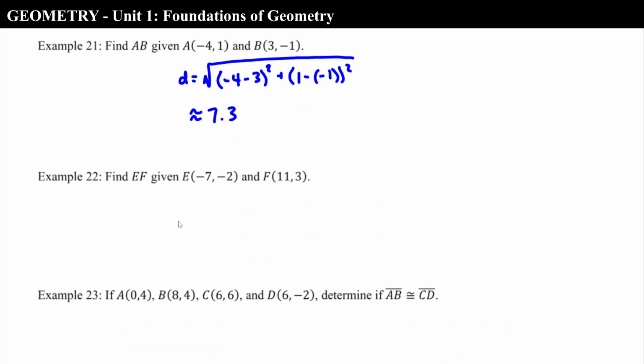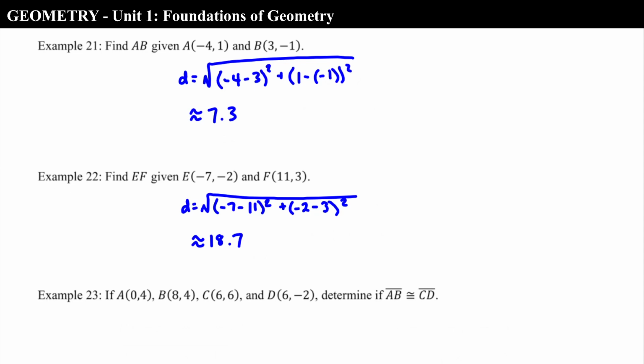For example 22, we are, again, going to plug in all of our things here. So we've got the difference of our x's squared plus the difference of our y's squared. You put that into your calculator and you're going to get approximately 18.7. So those are just some straight examples for finding the distance of lines with the two endpoints.